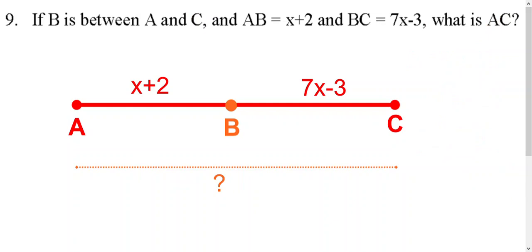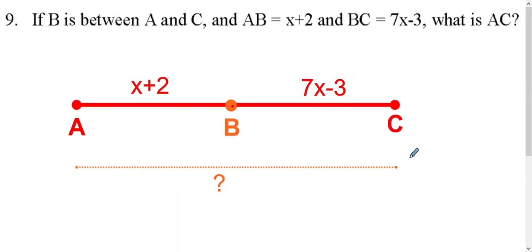Okay, let's look at number 9. We're again told that B is between A and C, so I've drawn B here between A and C. AB is x plus 2, so I've written it down here at AB. We know what BC is, 7x minus 3, and we're now trying to find out the full amount.